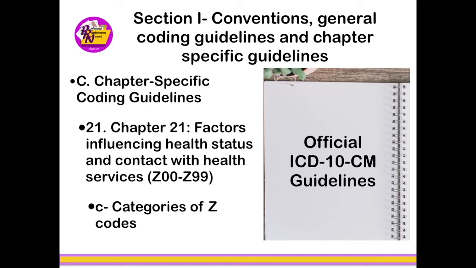In chapter 21, factors influencing health status and contact with health services, Z00 through Z99, we'll look at section C, categories of Z codes. Starting on page 92, we're looking at the history Z code categories, and there are 2 of them that are new. Z91.81 is history of falling, and Z91.82 is personal history of military deployment.